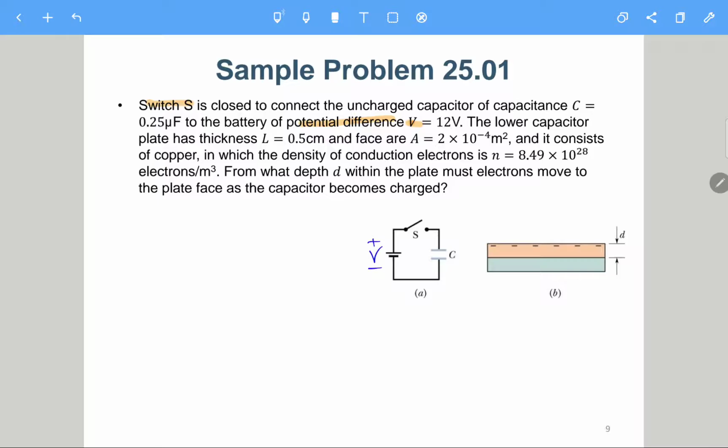So the thickness is L, and the face area is A, and it consists of copper, in which the conduction electron density is n. From what depth d within the plate must the electrons move to the plate face as the capacitor becomes charged?